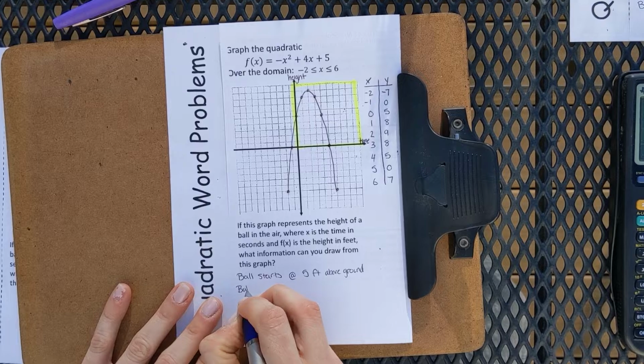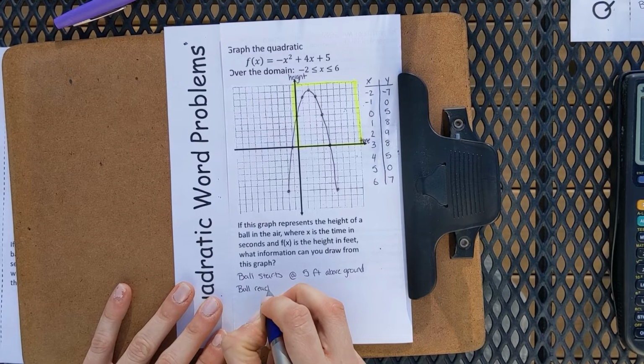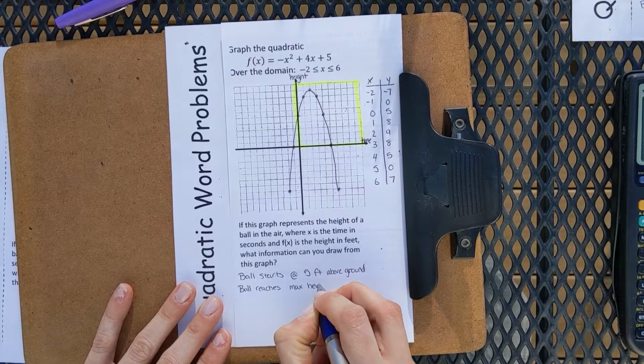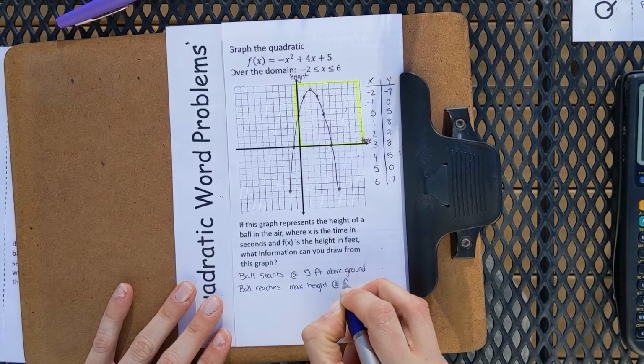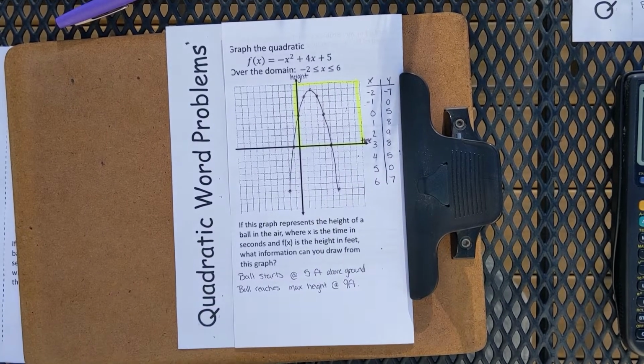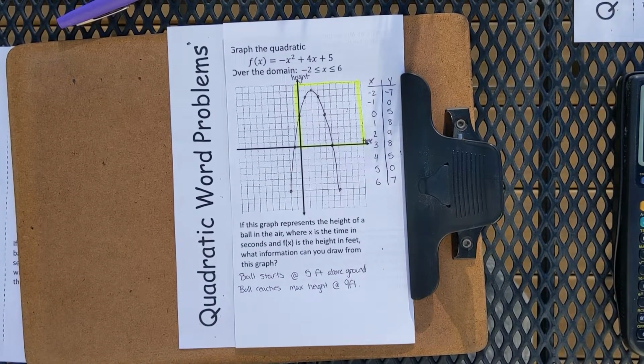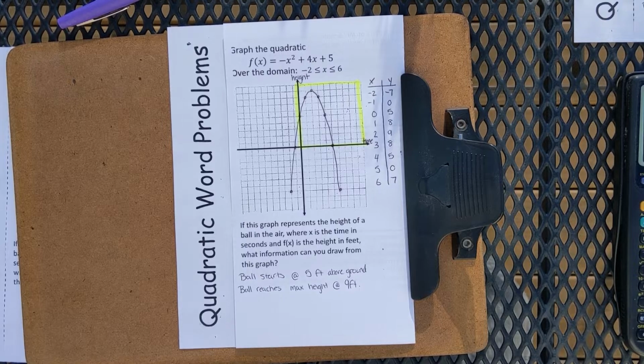So the ball reaches a max height at 9 feet above the ground. So it's thrown up into the air. The highest it gets is 9 feet up into the air, and then it starts to come back down.